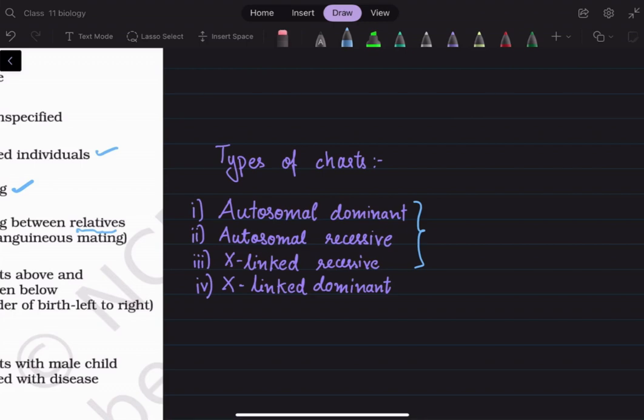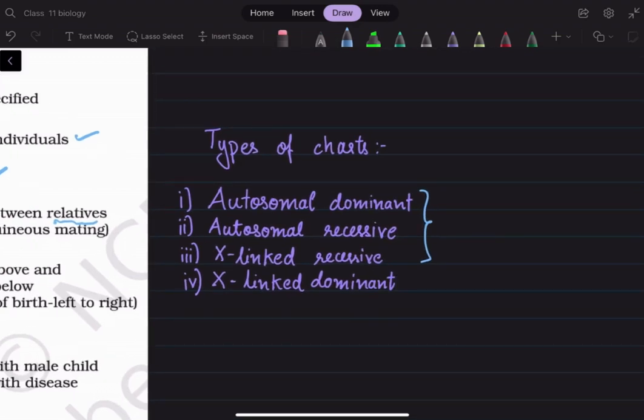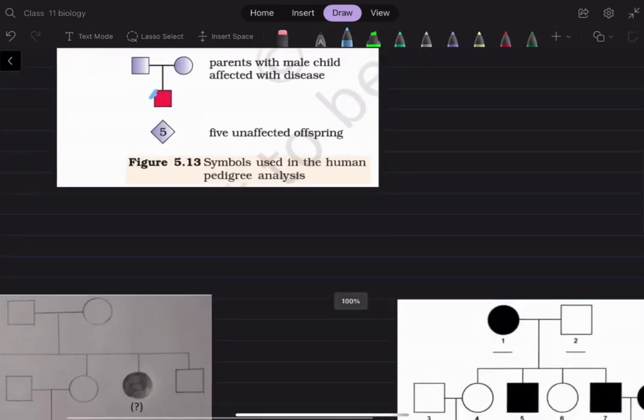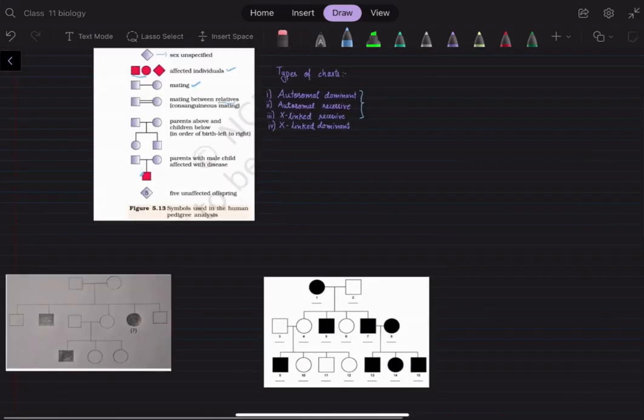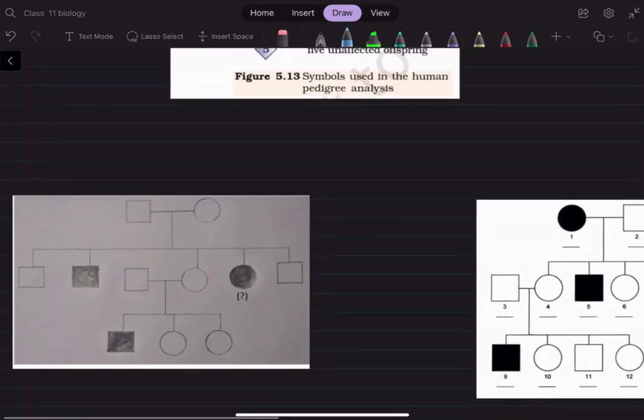Now what about dominant and recessive? We already learned that a gene which is dominant expresses itself over a recessive gene. So we have 2 variations in autosomal, dominant and recessive, and the same with X-linked, dominant and recessive. For these 3 types, we have examples here.